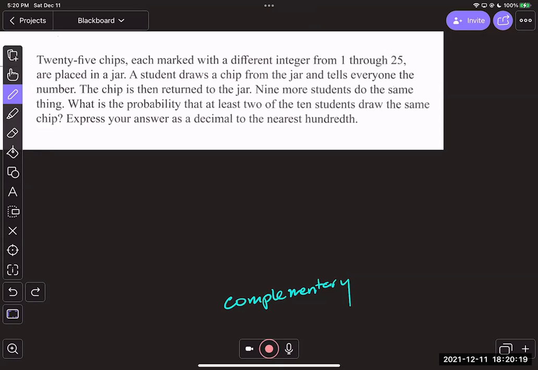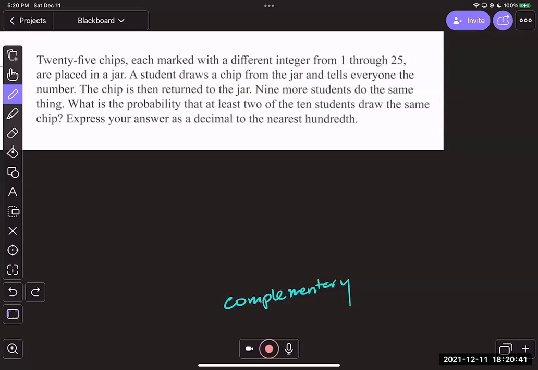So now what we're looking for is the probability that there is no duplicate chip drawn between all of the 10 people that are drawing a chip. Does that make sense? Yes. But remember, this is the opposite of what we're looking for. So at the very end, we're going to need to do something special.